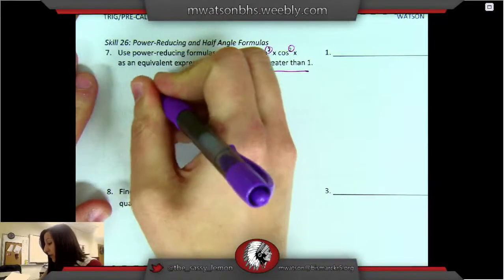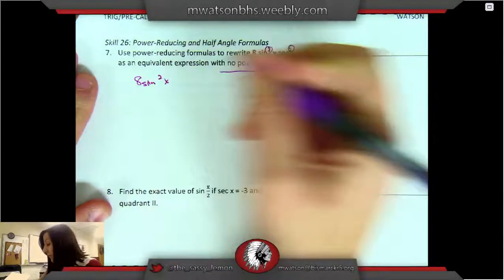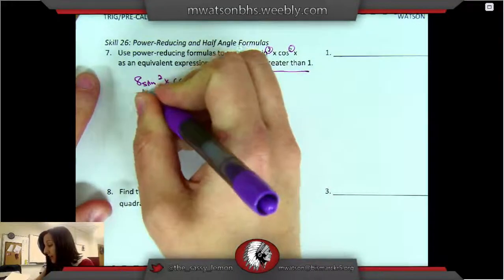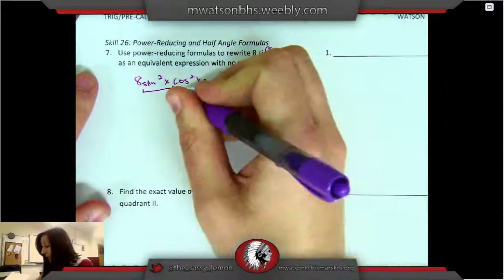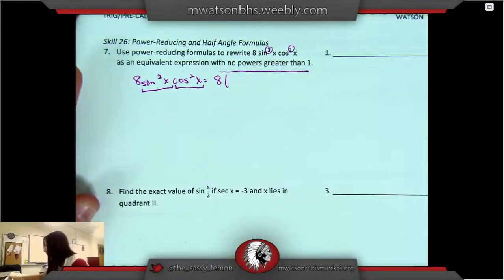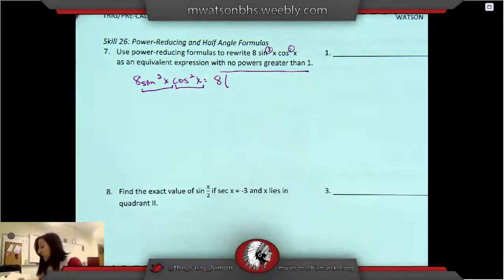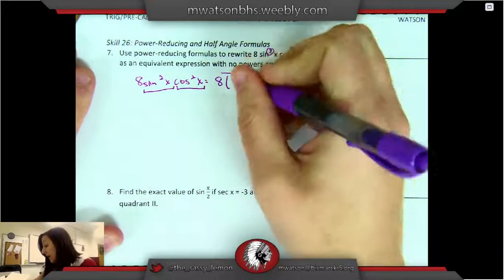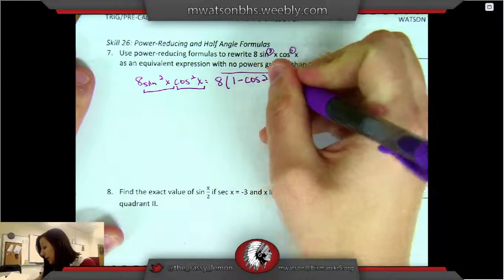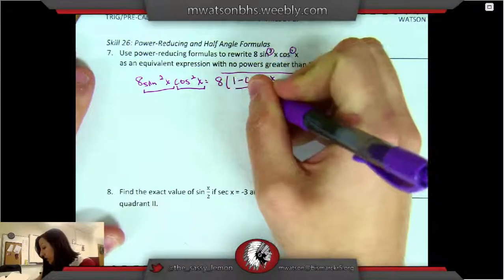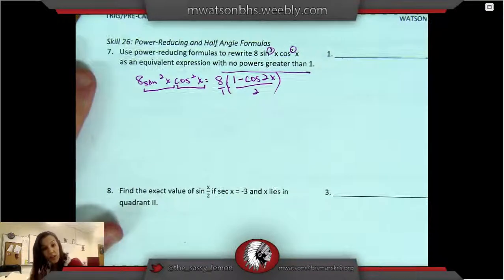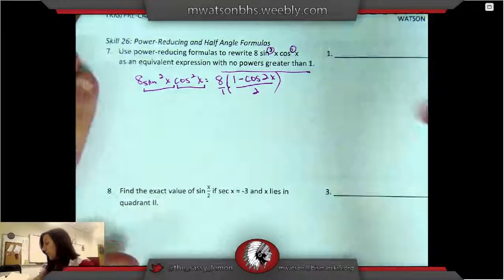So here's what we start with. I'm just going to write it down. And we're going to have to substitute something in for the sine squared and the cosine squared. And the 8's just going to hang out front. So for my sine squared, I look at my identities and I know it's 1 minus cosine 2x all over 2. And while I'm at it, I'm going to go ahead and put my 8 over 1 so I realize that it's a whole number in the numerator.